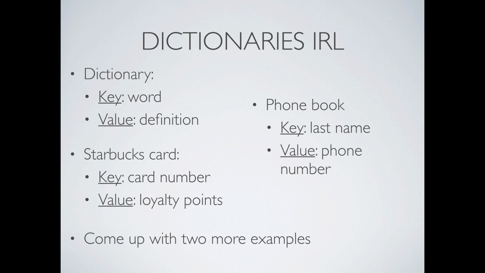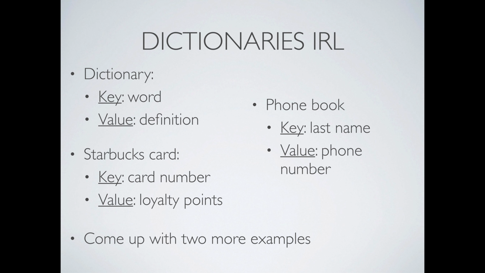So I want you to take a couple minutes, come up with two more sort of real-life examples of where you would use dictionaries, where you would use this sort of unique key-value relationship, where you know what the key is, you want to look up something based on that key. The thing that you're looking up would then be the value. When you got your two examples, go ahead and come back to this video, unpause it, and we'll keep going from there.